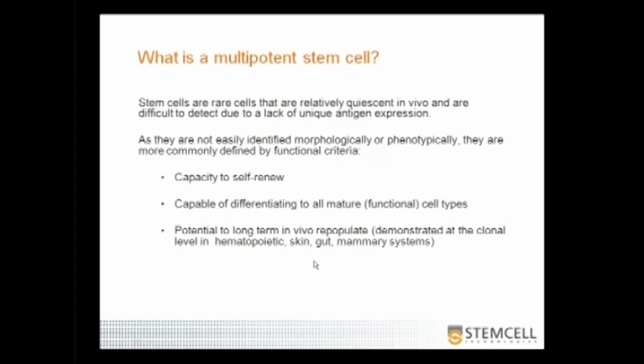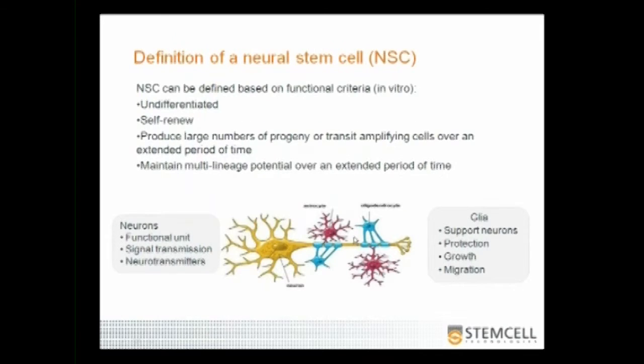Many sophisticated culture systems and in vivo systems have been developed to demonstrate the long-term repopulation ability of a stem cell, for example, in the hematopoietic, skin, gut, and mammary systems. Neural stem cells can be defined based on a functional criteria in vitro. Neural stem cells are undifferentiated cells. They have the ability to self-renew, produce a large number of progeny or transient amplifying cells over an extended period of time, and maintain multi-lineage potential over an extended period of time.